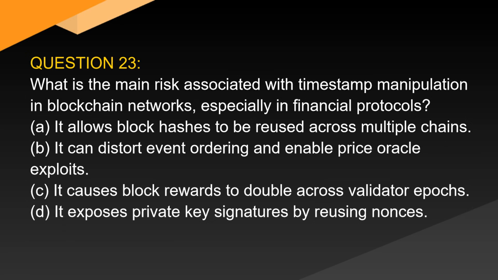Question 23. What is the main risk associated with timestamp manipulation in blockchain networks, especially in financial protocols? A. It allows block hashes to be reused across multiple chains. B. It can distort event ordering and enable price oracle exploits. C. It causes block rewards to double across validator epochs. D. It exposes private key signatures by reusing nonces.